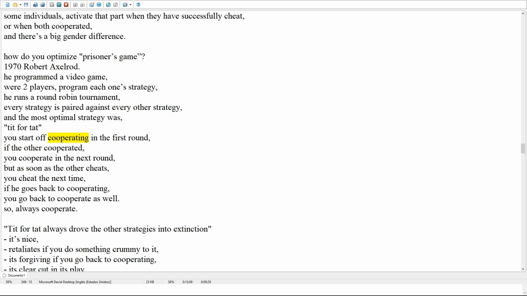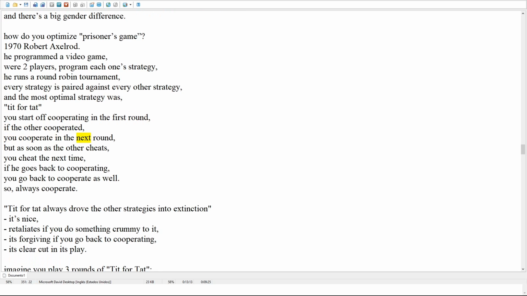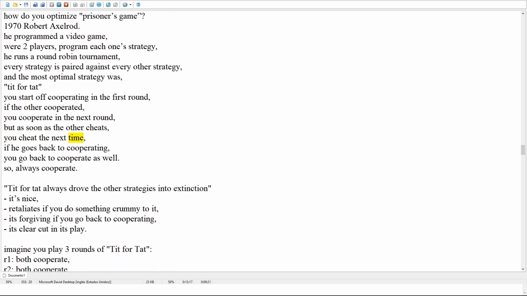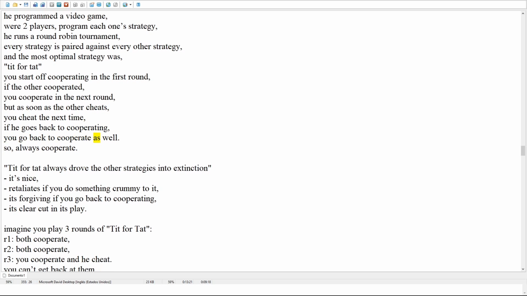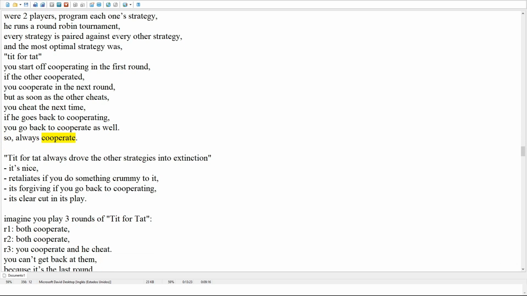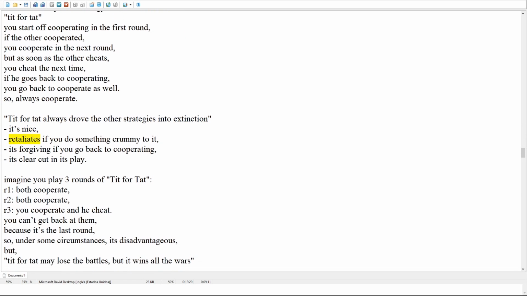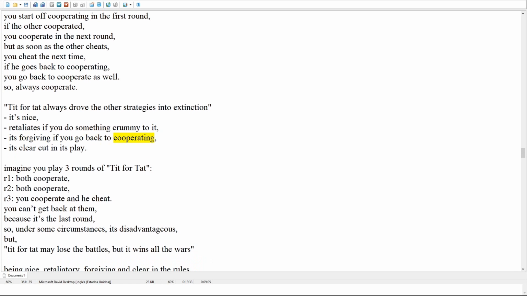You start off cooperating in the first round. If the other cooperated, you cooperate in the next round. But as soon as the other cheats, you cheat the next time. If he goes back to cooperating, you go back to cooperating as well. So, always cooperate. Tit for tat always drove the other strategies into extinction. It's nice. It retaliates if you do something crummy to it. It's forgiving if you go back to cooperating.